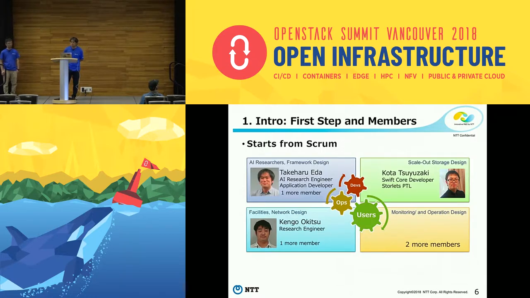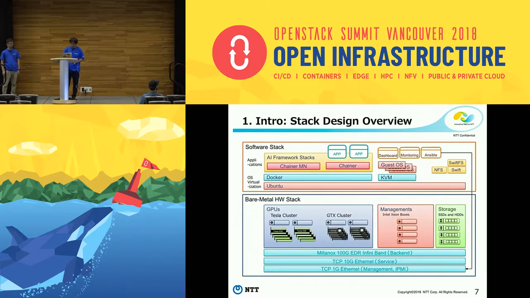Okay, we started the first step as a small team. I and another member mainly contribute to the team as AI researchers. And for physical design, like facilities and network, we have two members, including Kengo Okitsu. He has also contributed to create this presentation material. And for storage design, Kota designed our scalable storage. And we also have two other members for operations and monitoring. In total, we have seven members at the beginning.